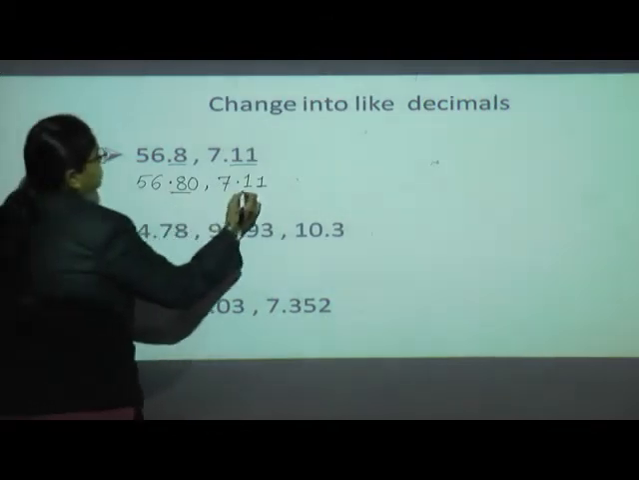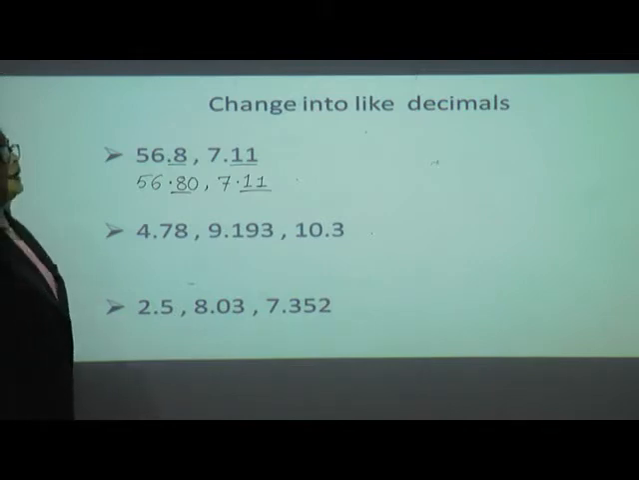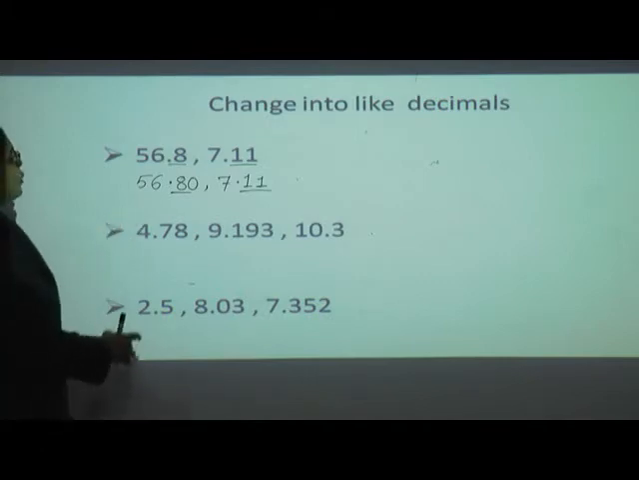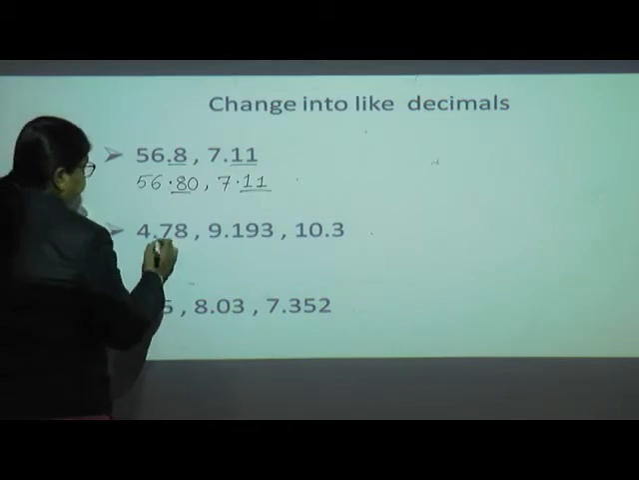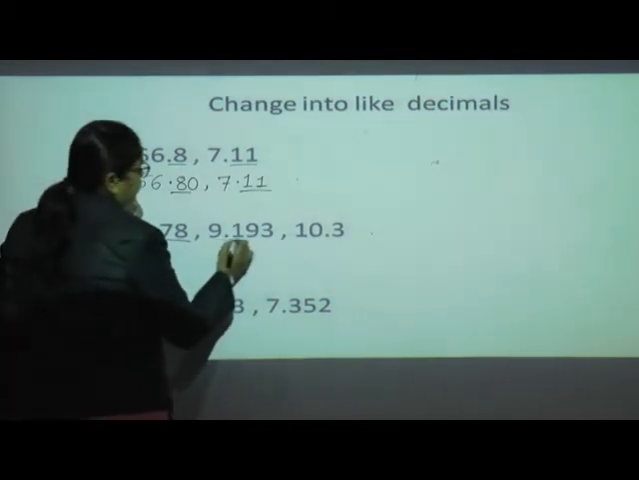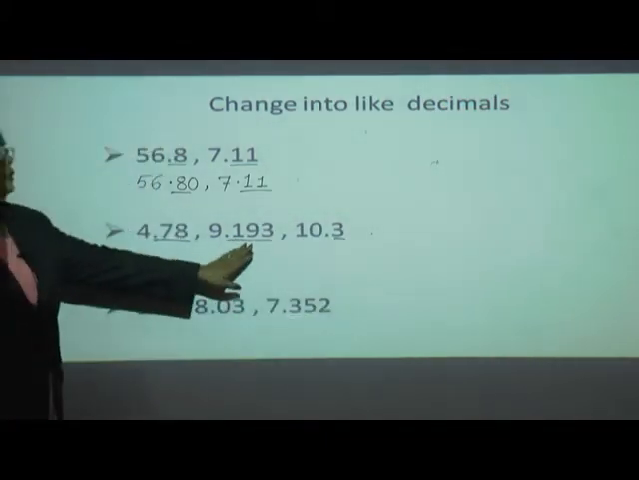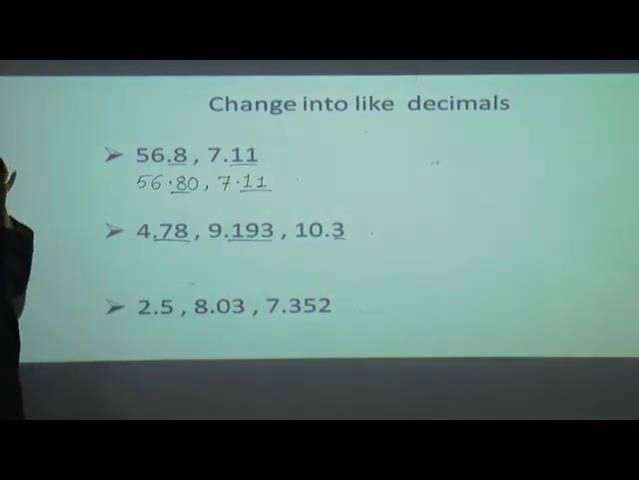Now after this decimal we are having 2 digits, so we can say I had made them into like decimals. So in this way we have converted the given decimals into like decimals. Here after the decimal point 2 digits are there, here we are having 3 and here we are having 1. So the maximum is 3 decimal places. So we have to make everything have 3 decimal places after the decimal.